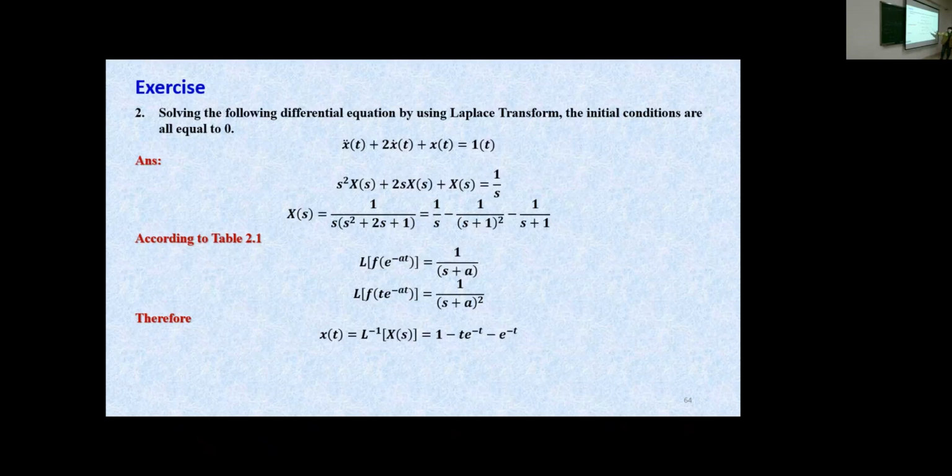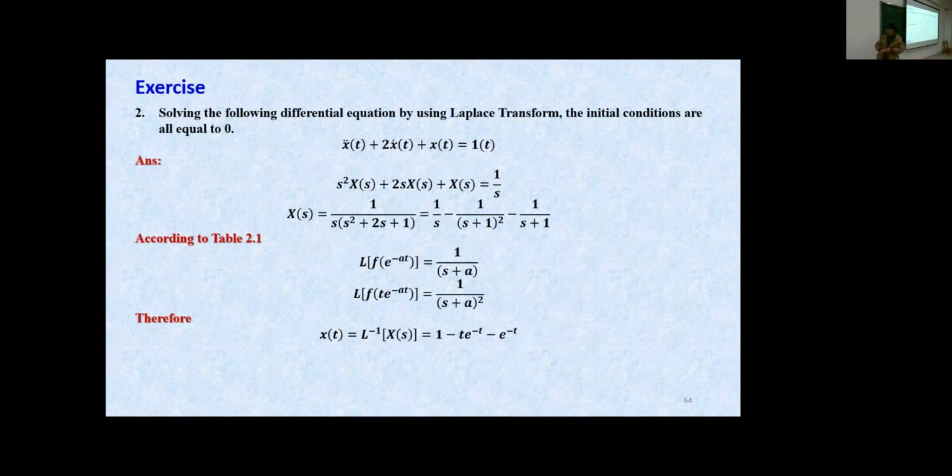And then do inverse transform for each part. This is what? Just 1, right? And this is what? You have squared here, so you should have t times the exponential function. So according to this, we get this left here. How about this one? Minus 1 times e to the negative t. So this is what? The solution for the differential equation.